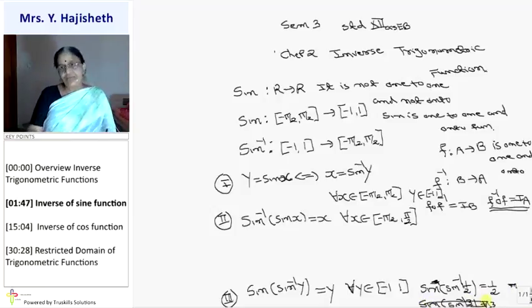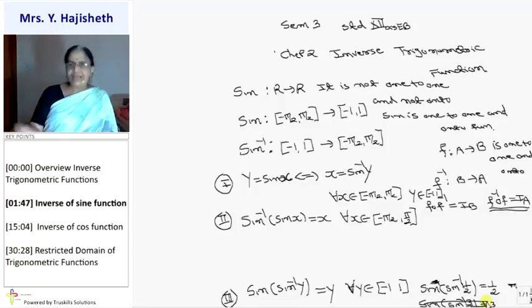Sine of sine inverse 1 half is 1 half, because 1 half belongs to minus 1 to 1. But sine of sine inverse 3 by 2 is not 3 by 2, because 3 by 2 does not belong to minus 1 to 1. Same way, sine of sine inverse 1 is 1. Sine of sine inverse minus 1 is minus 1.